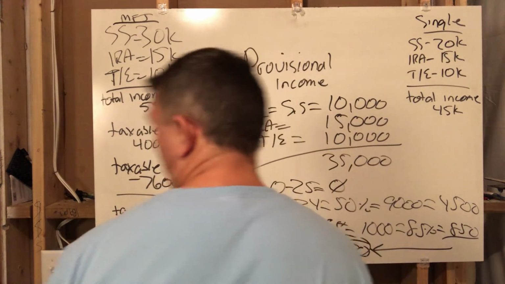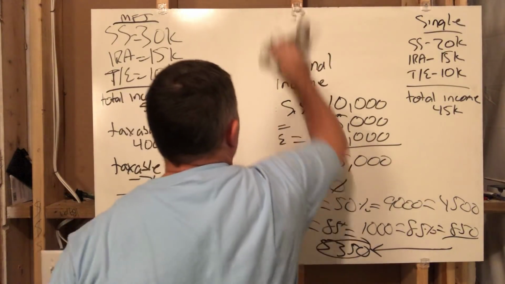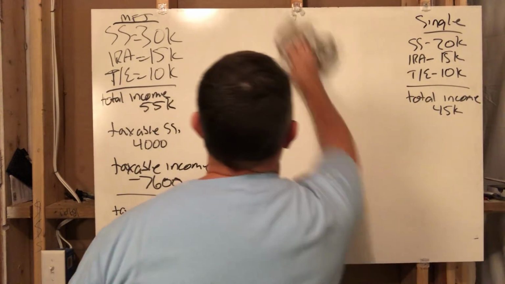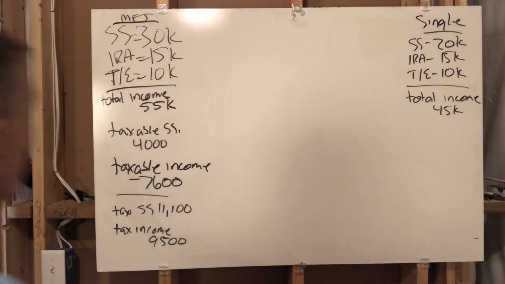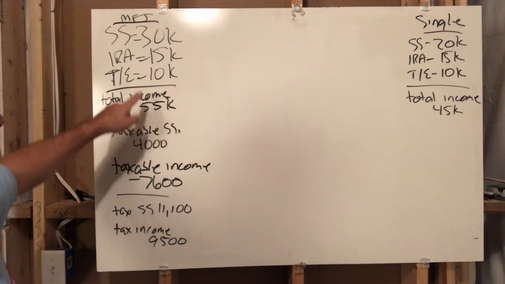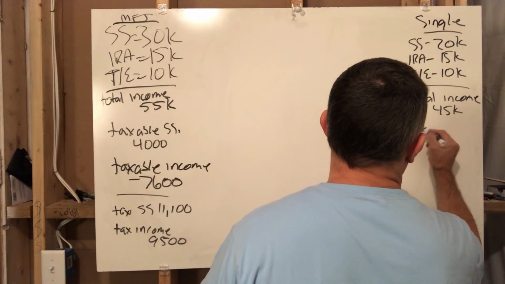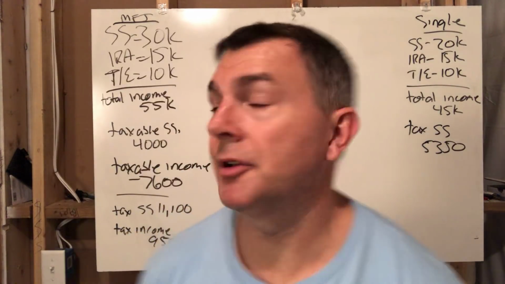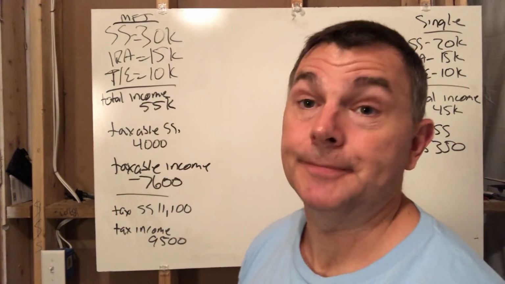And the irony of it all, I'll share with you. Let me show you what I'm talking about. 5,350. You want to see the irony of it all? Before, their taxable Social Security was $4,000 when they had $55,000 of income. Now her taxable Social Security is $5,350. $10,000 less of income, $1,350 more of taxable Social Security.